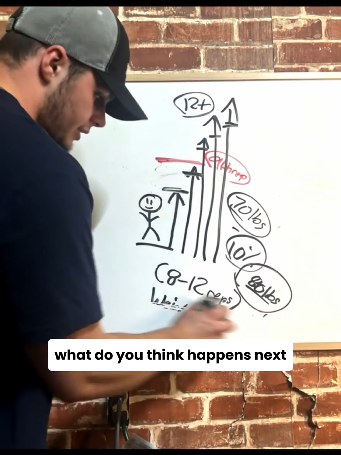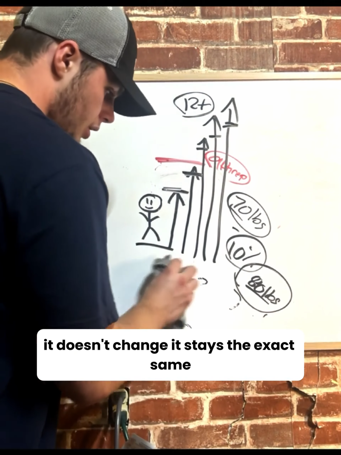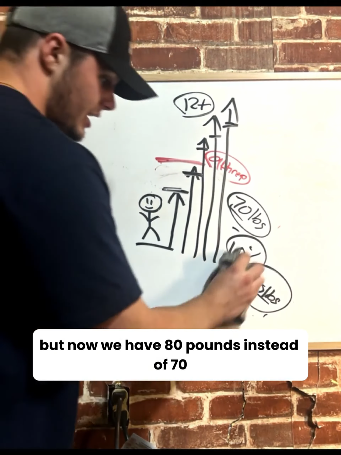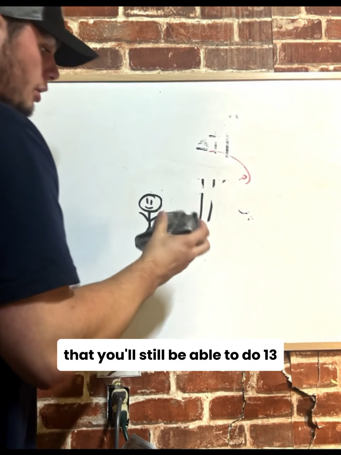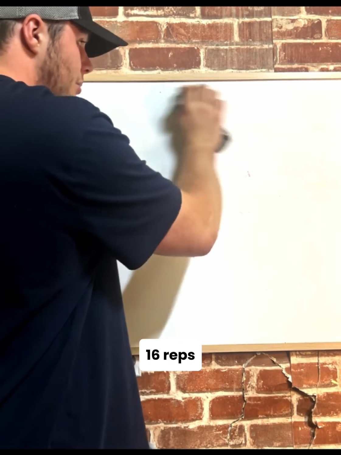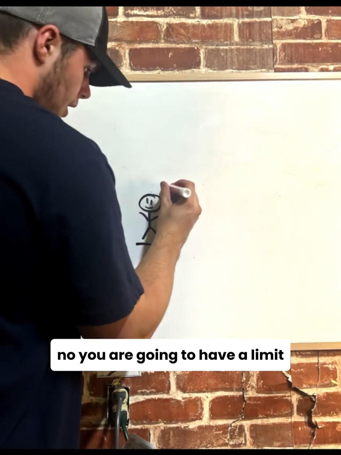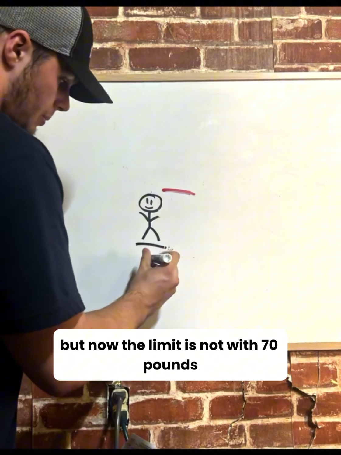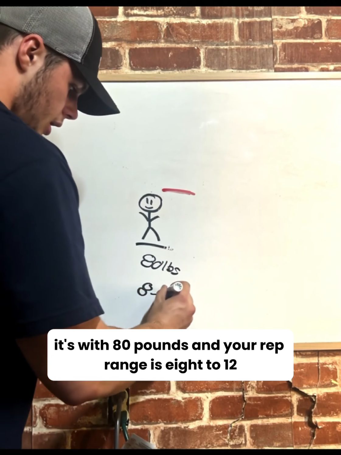What do you think happens next? How does our training change? It doesn't change. It stays the exact same. We're still lifting in the 8 to 12 rep range, but now we have 80 pounds instead of 70. So do you think once you add this extra 10 pounds to the bar, once you go from 70 to 80, that you'll still be able to do 13, 14, 15, 16 reps? No, you are going to have a limit. This looks pretty familiar, but now the limit is not with 70 pounds, it's with 80 pounds. And your rep range is 8 to 12.